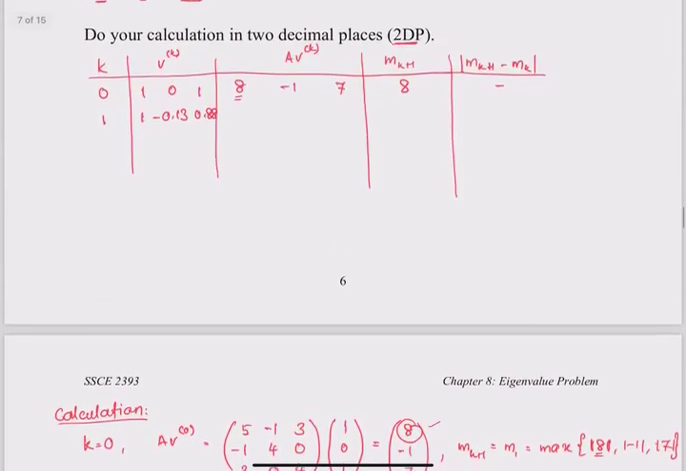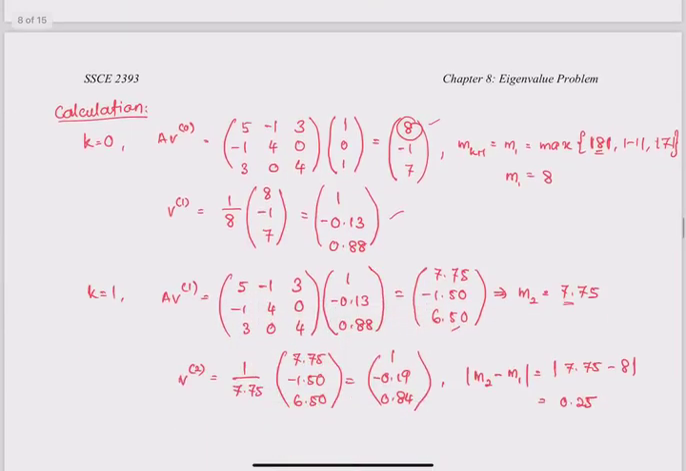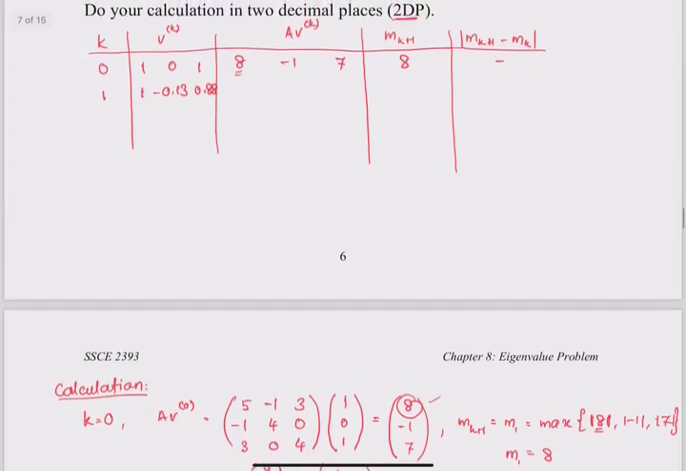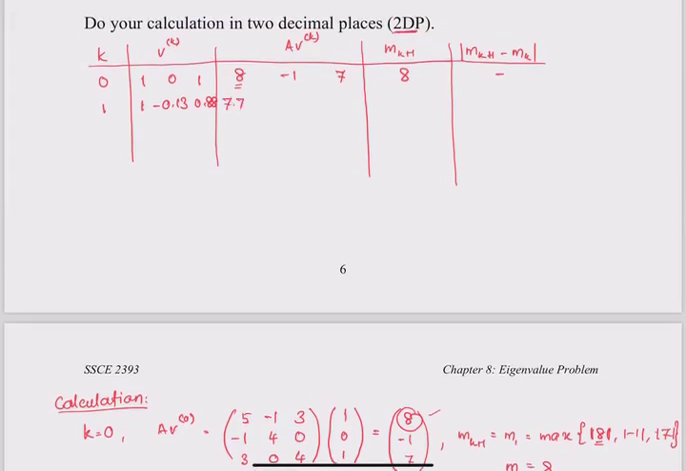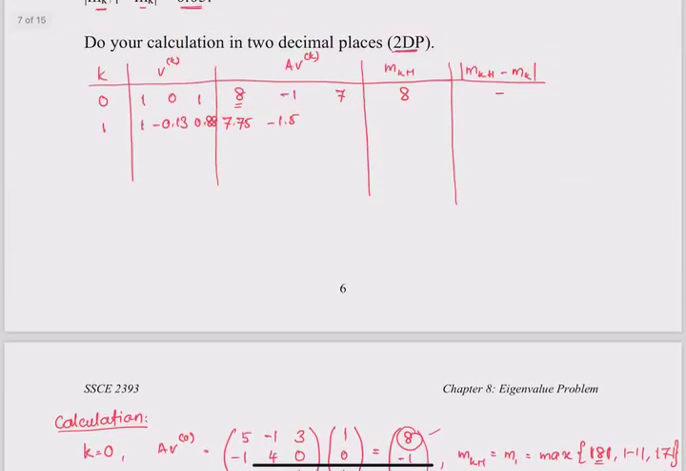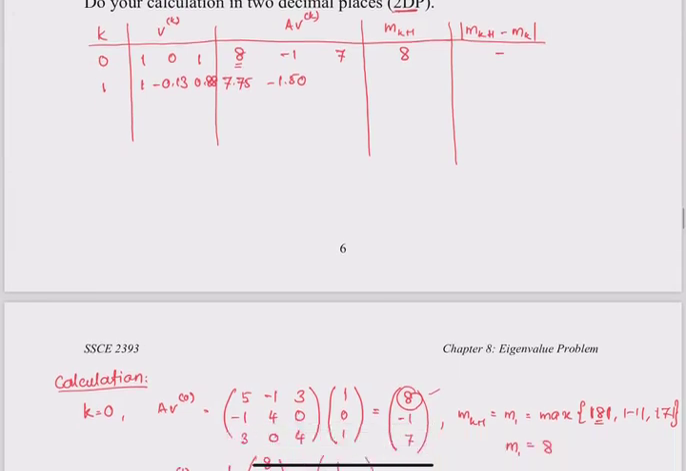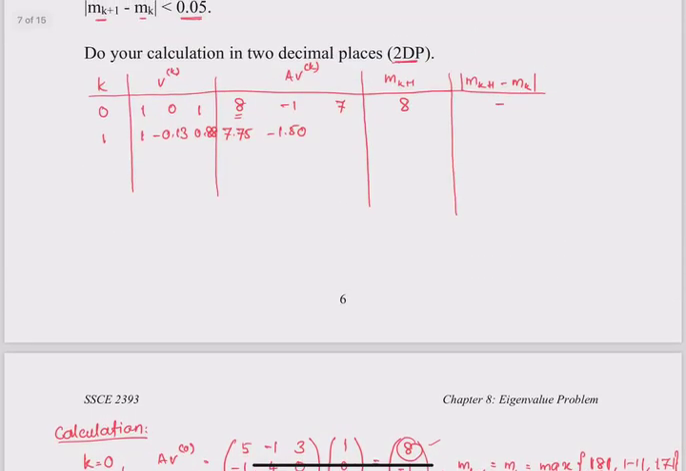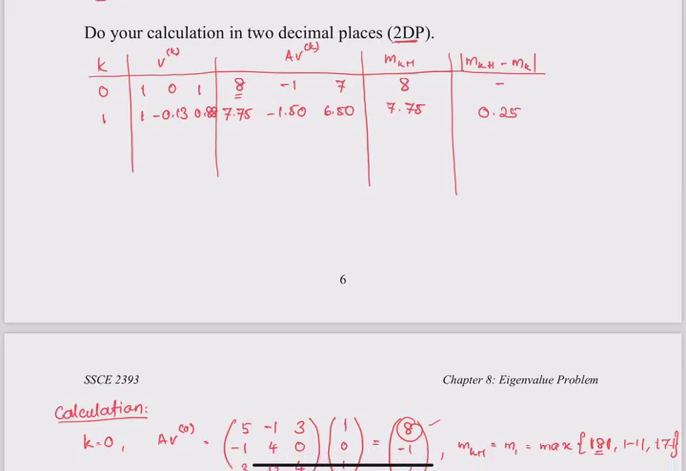And then you can put in the table here. We have 7.75 here, and then negative 1.50, and then 6.50, and then our eigenvalue is 7.75, so that we have 0.25 here.